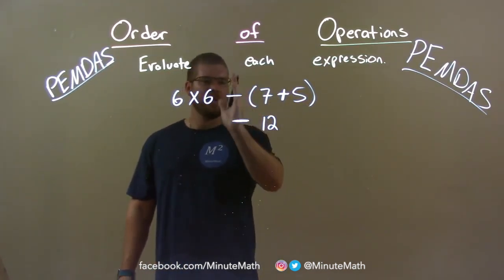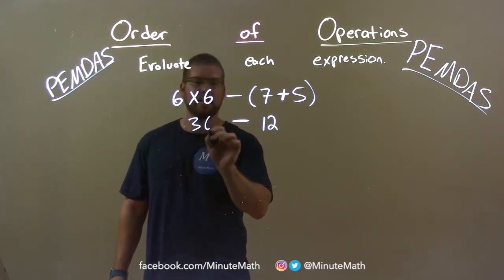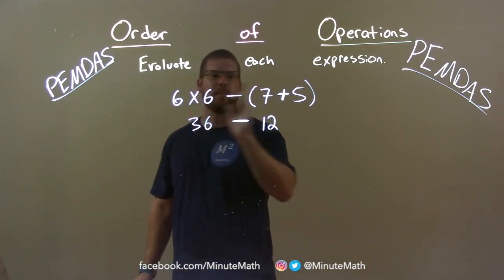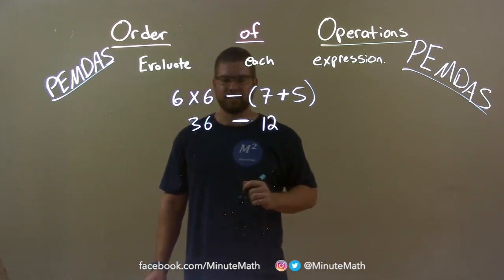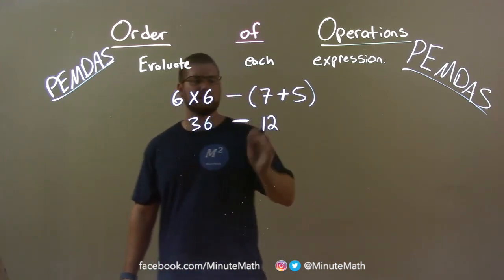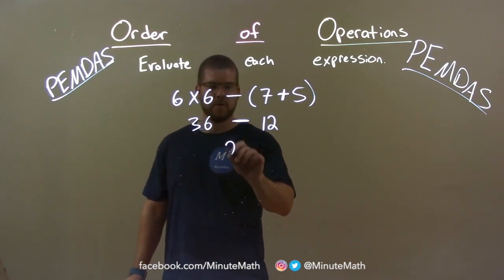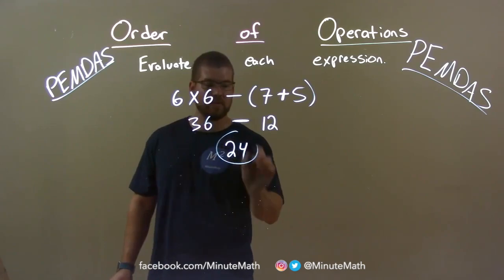Parentheses here, being separated by a subtraction, so I can do that 6 times 6, which is 36. Okay? That's only sometimes you can do that if you know it's going to be separated and know that this will be the next step and won't affect what's happening here. So now we have 36 minus 12. 36 minus 12 is 24. So we have 24 here, and that's it. Our final answer is just 24.